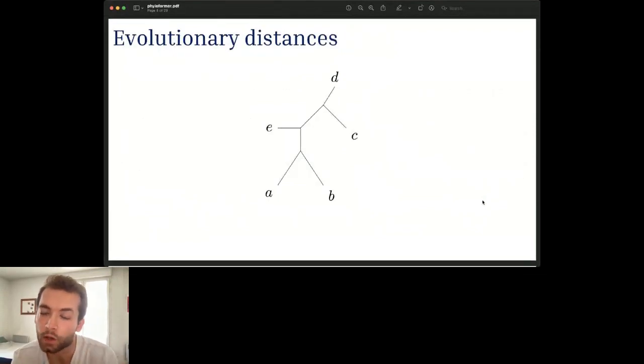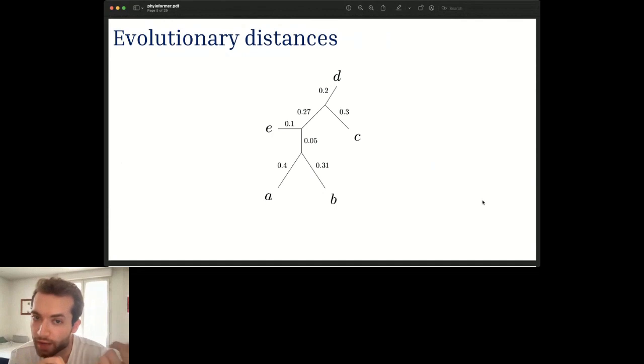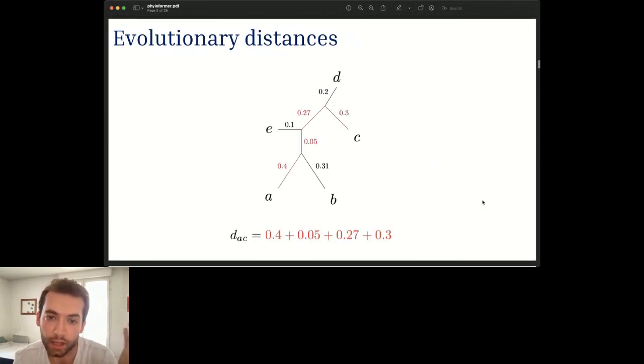Another class of methods works rather by computing distances between sequences. Indeed, one can see the branches of a phylogenetic tree as labeled with branch lengths, positive weights, which represent the expected number of substitutions per site in a sequence evolving along that branch. This naturally defines a metric on the set of leaves, with the distance between two of them being given by the cumulative branch length on the path going from one leaf to the other.